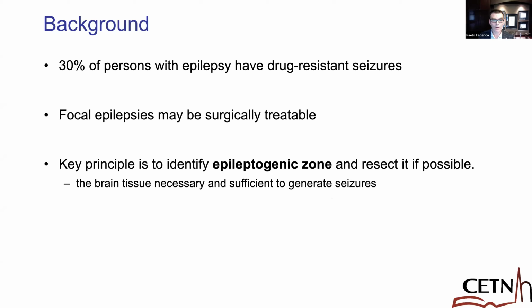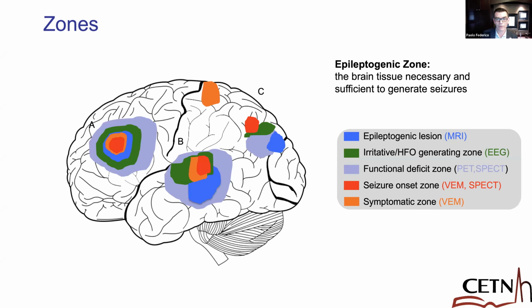And this can only be identified post-operatively. So in pre-surgical workups, we are trying to identify markers of the epileptogenic zone. And here are the different zones that you are probably familiar with from the work of Lüders and others. Going from the top down, I'll focus a large part of my talk on the epileptogenic lesion, which is shown in blue here. And these are theoretical concepts.